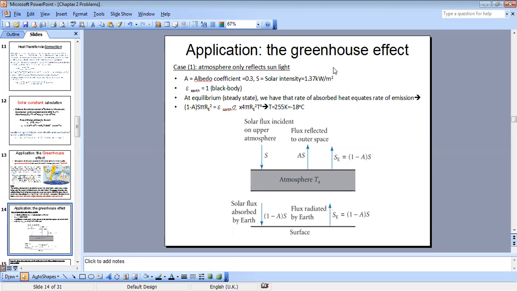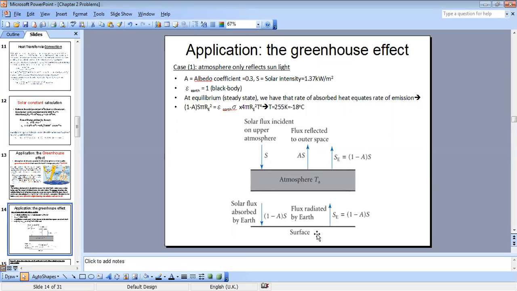So what will be the scenario here? First, you have the solar incident flux coming from the sun. Before reaching the atmosphere, what is the solar intensity? We assume that the solar intensity at the atmosphere is equal to the solar intensity at the surface of the Earth, because the distance between the surface and the atmosphere is much smaller than the distance between the atmosphere and the sun.